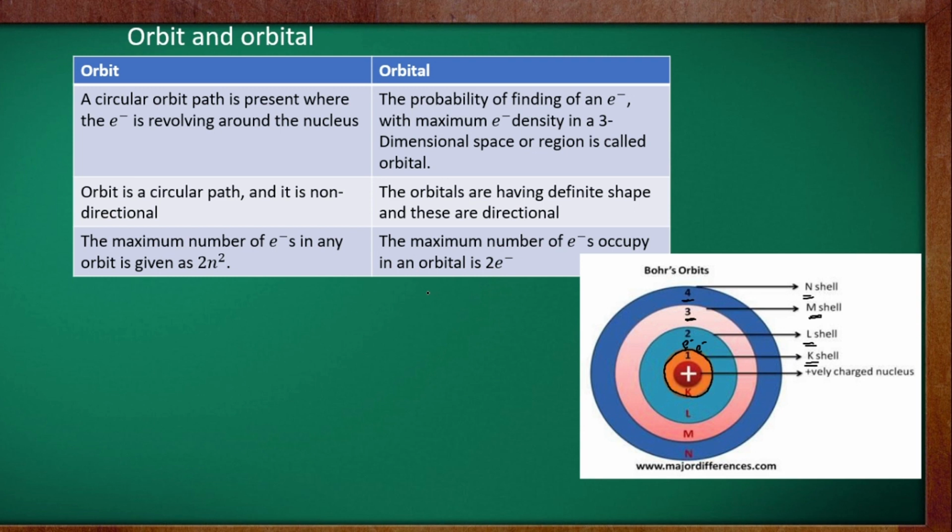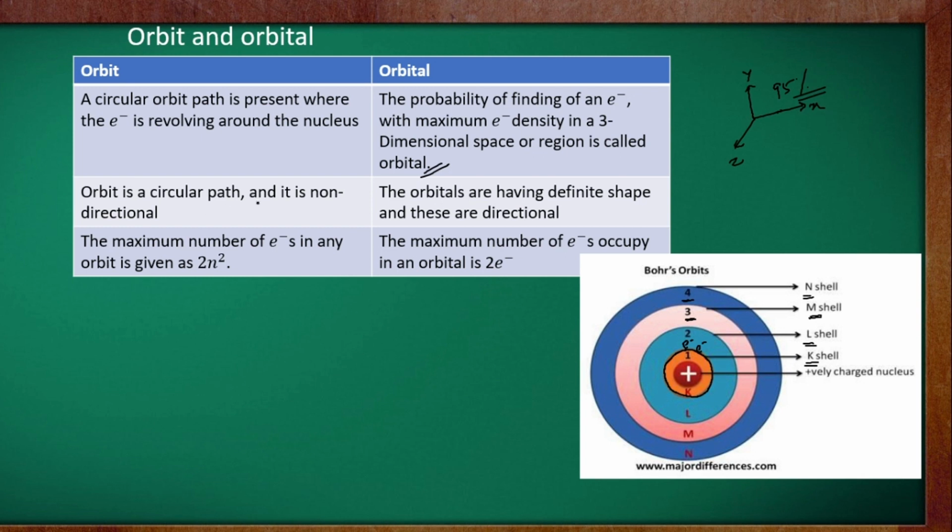Next, what is an orbital? The probability of finding an electron with maximum electron density in a three-dimensional space or region we call an orbital. Three-dimensional region means along the x-axis, y-axis and z-axis. So in this three-dimensional space we find the probability of finding an electron with maximum electron density, up to 95%, then we can say it is an orbital.